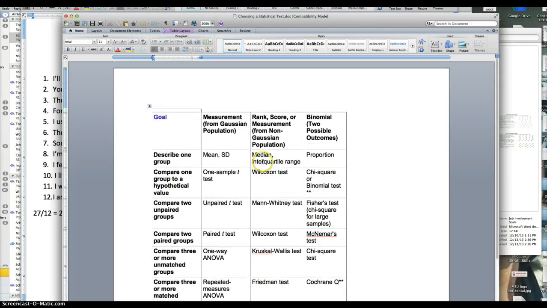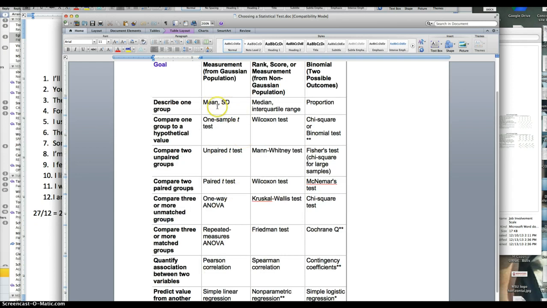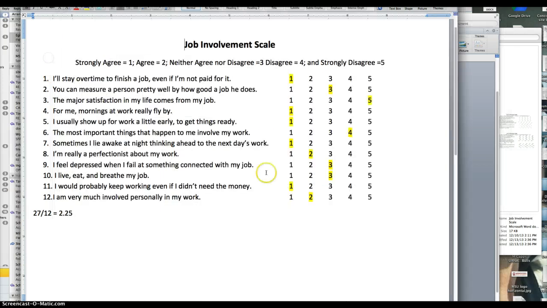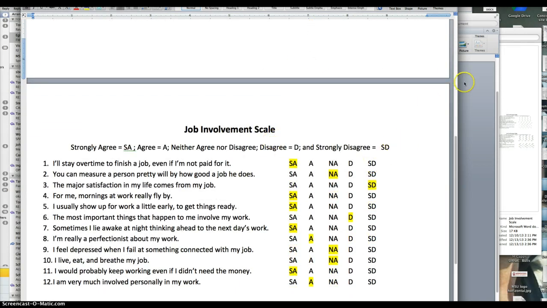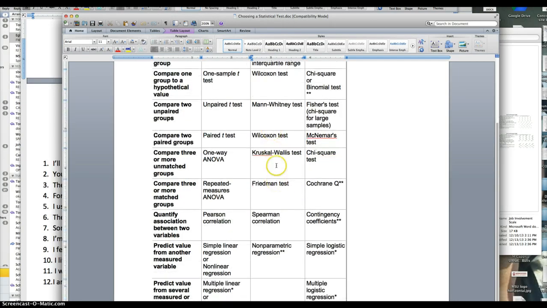Going back to choosing our statistical test, remember I said that if data is measurement type data, interval or ratio, then there is a set of what we're going to call parametric statistics that runs down this column, and a set of non-parametric statistics for rank or ordinal data. So in this example, this is ordinal data. It doesn't matter that it's numbers. It's really just ordinal data.